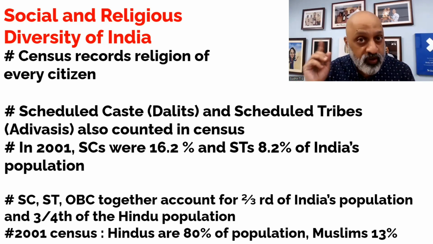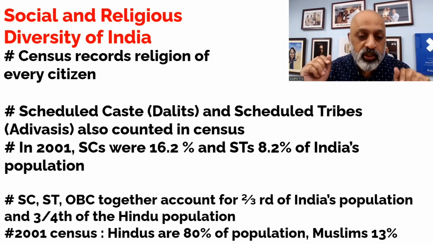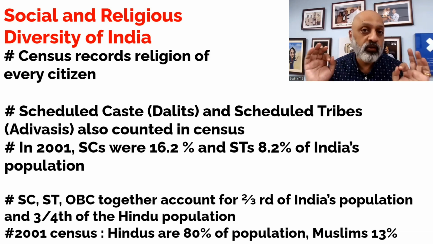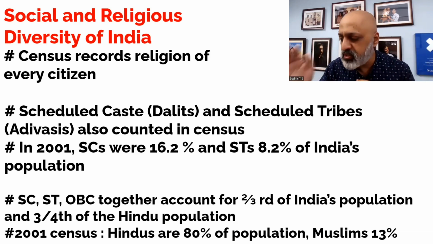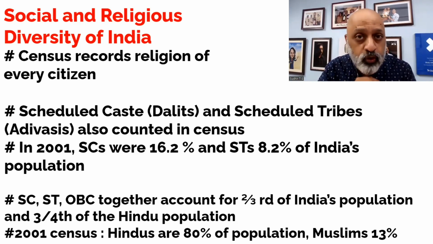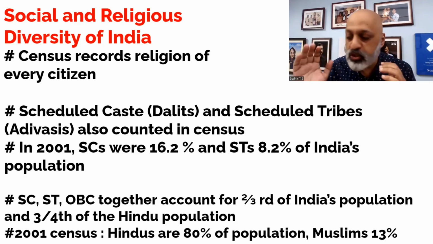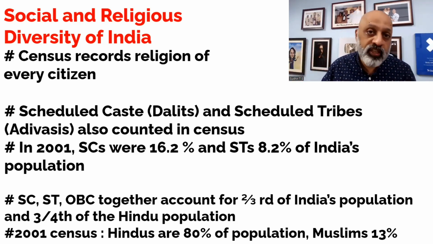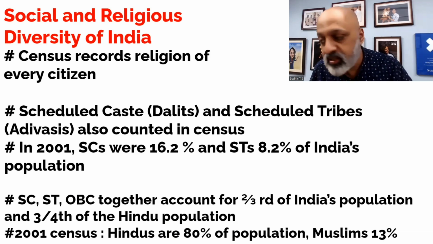And according to the 2001 census, which I mentioned early in the religion video, Hindus are 80% of the population, Muslims are 13%, Christians are some 2.3%, and Sikhs are a little less than 2%. So that's broadly the division. With this, we come to the end of the gender, religion, and caste chapter.